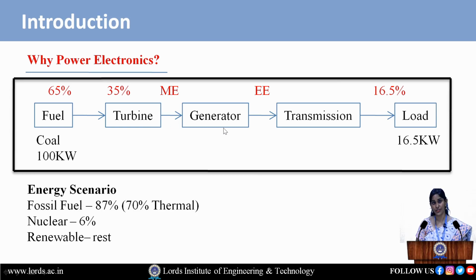We know the function of the generator. The generator converts mechanical energy into electrical energy. The output of the generator is given to the transmission line, and through the transmission line we give it to the load. If you see the overall block diagram, from the 100 kilowatts of energy, only 16.5 kilowatts reaches the load. The remaining power gets wasted.